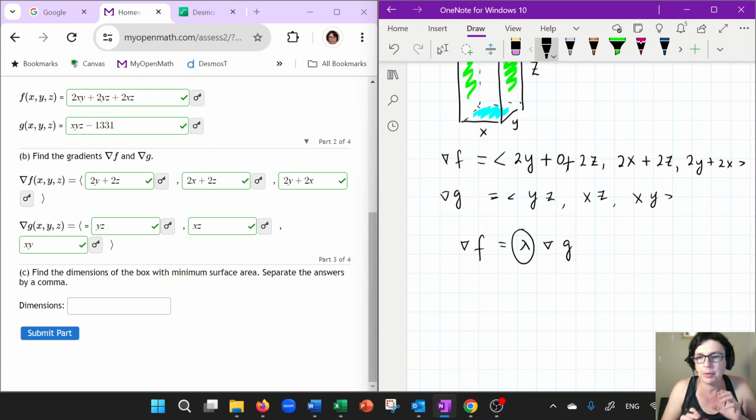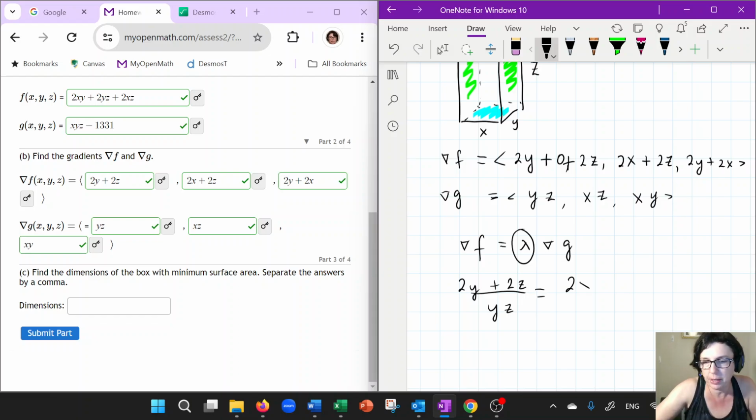Let me break something to you. The sides of a box are not going to be zero, okay? So you don't have to worry about this lambda thing. All you want to worry about is the gradients being proportionate to each other. So what you want is to set up a proportion, okay? And so we have, I'm just dividing the x by x, the y by y, and the z by z.